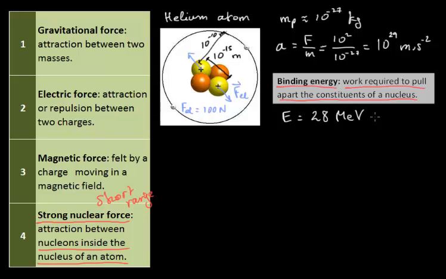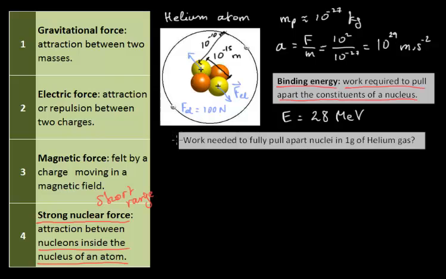Let's see what that means. And for this, I suggest that we try and answer this question. How much work is needed to completely take apart the nuclei that are contained in 1 gram of helium gas? Okay, knowing that this 28 MeV energy refers to the energy needed to take apart the 4 nucleons of one atom only.